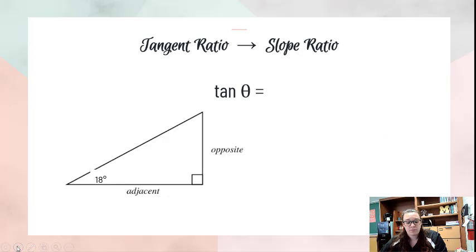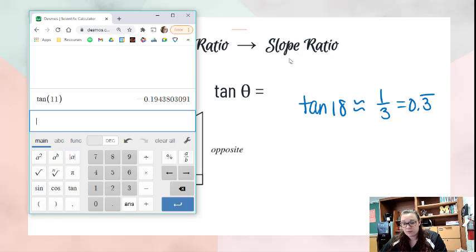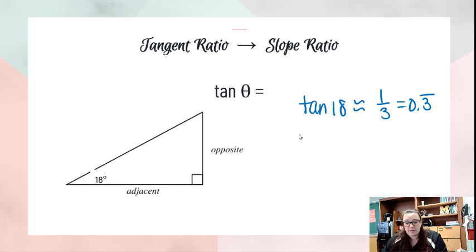Let's do another one. This one, we already know that the ratio for 18 degrees should be 1/3. So I am guessing that the tangent of 18 should be approximately 1/3, or 0.3 repeating. Let's see what it actually is when we work it out in the calculator. Let me clear this out. Tangent of 18 is 0.3249. So you can see it's approximately that.